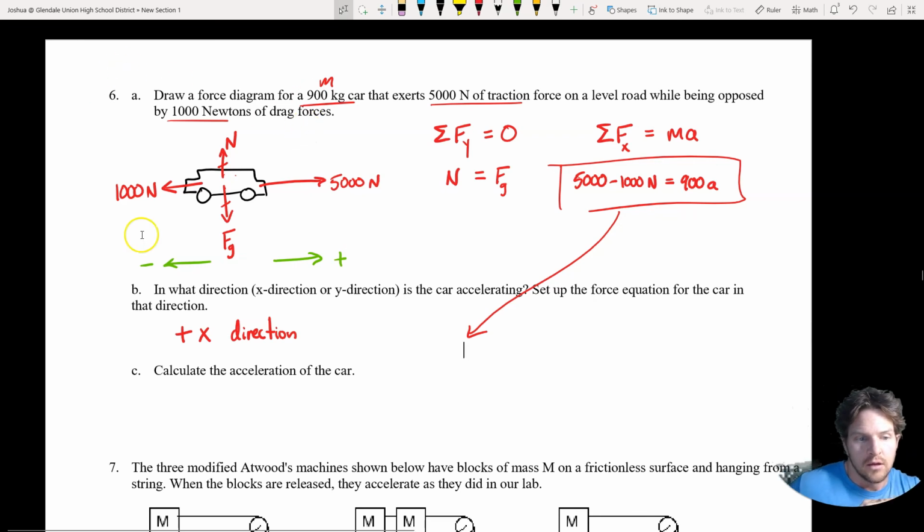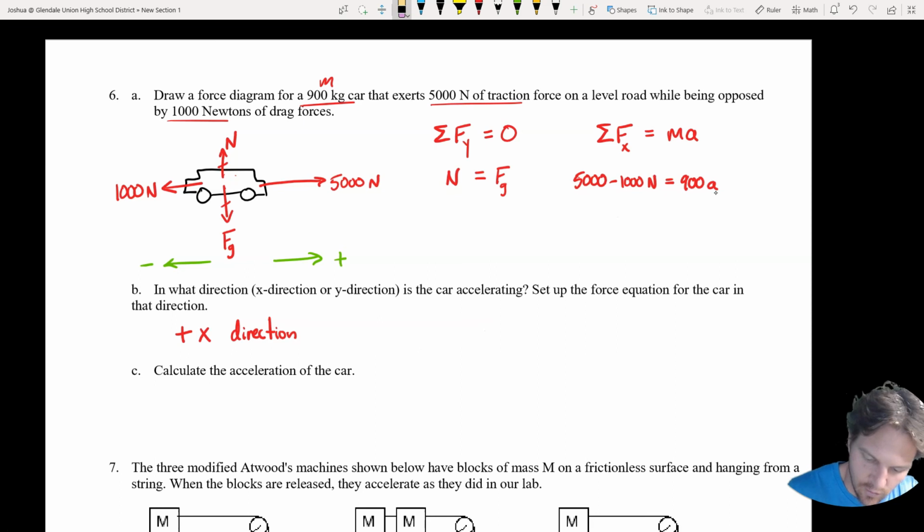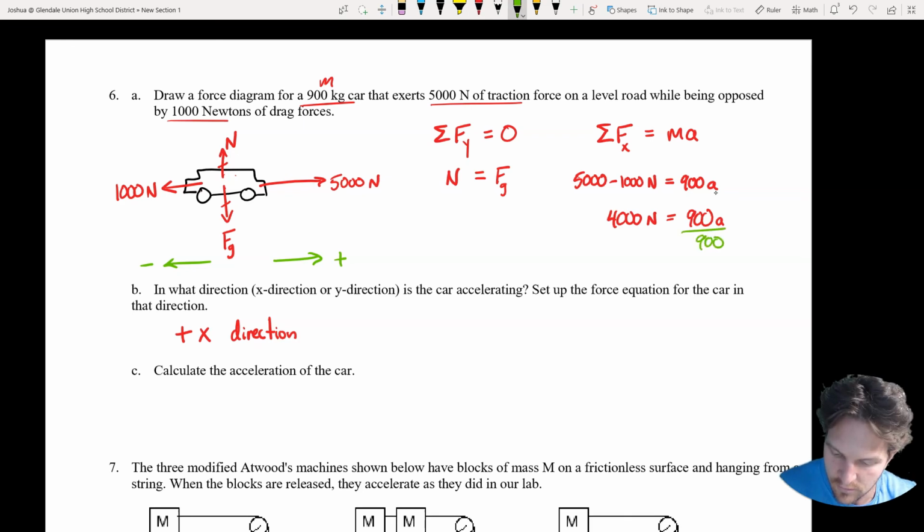Okay. C says actually solve this for the acceleration. So I'm actually going to just continue on right here. So this would be 4,000 newtons equals 900 times the acceleration. All I need to do now is divide both sides by that 900 to get the answer. All right. So the answer ends up being 4.44 meters per second squared.